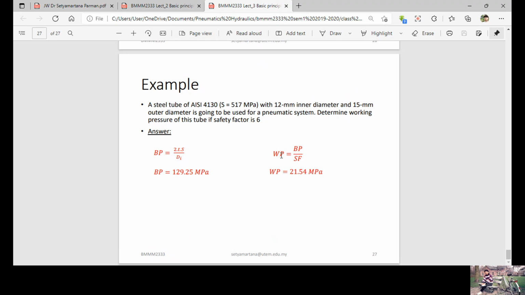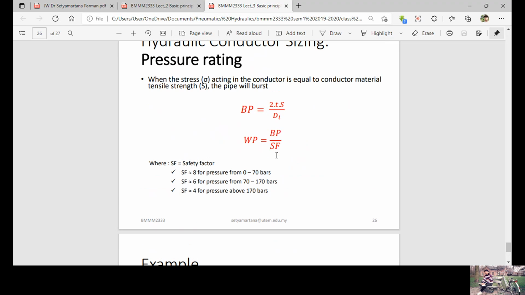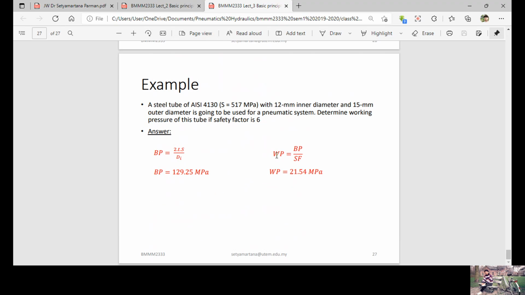And then the working pressure, WP, okay, the working pressure is including the safety factor. So the working pressure is the burst pressure divided by SF. And then if we want to make the safety factor 6, it means this value divided by 6. So we have 21.57.